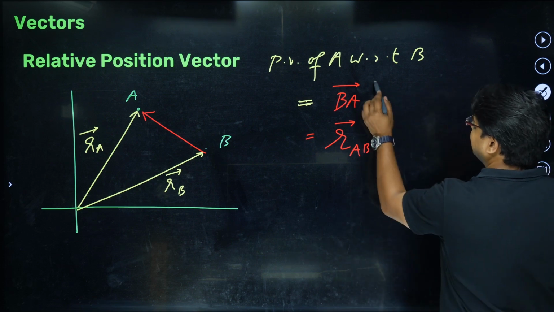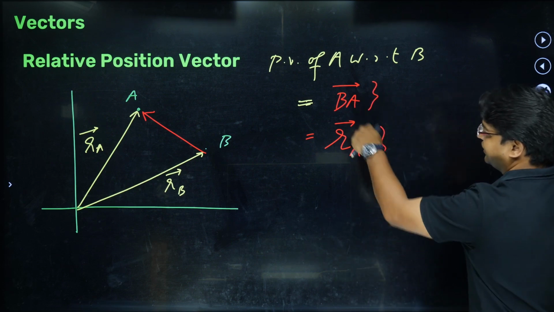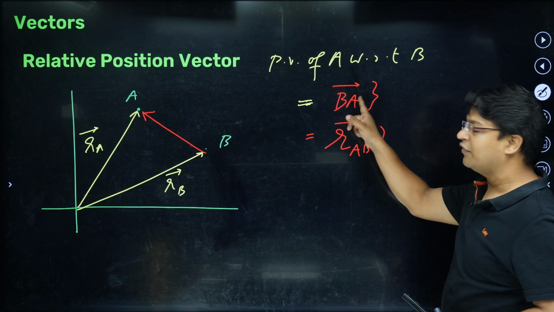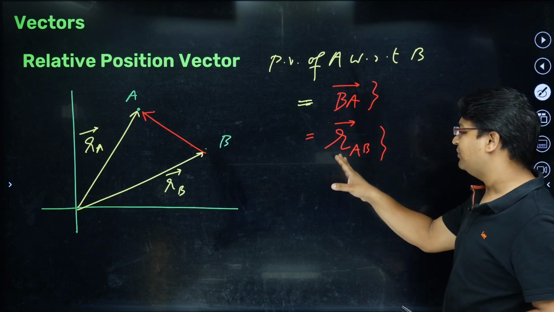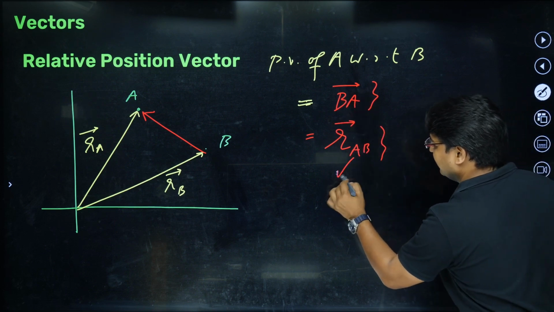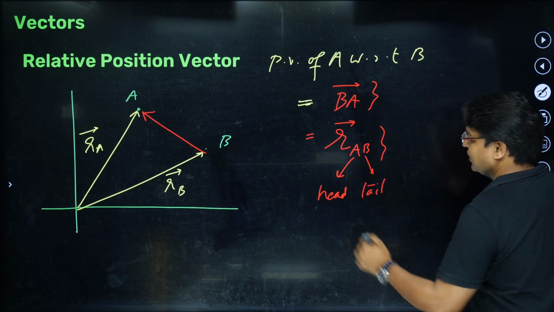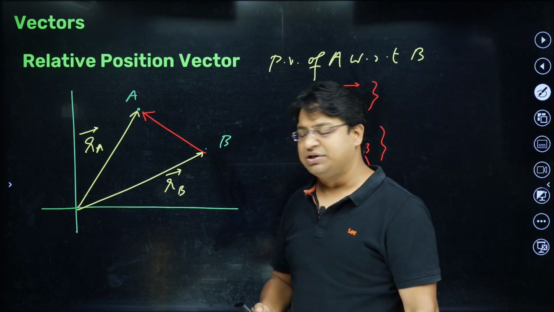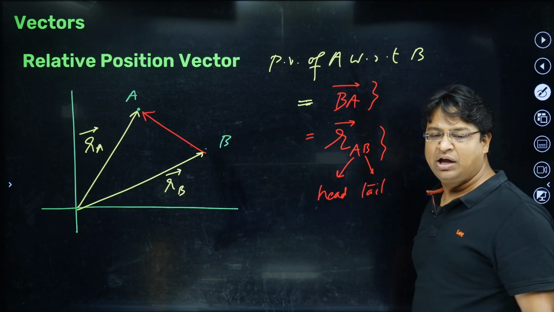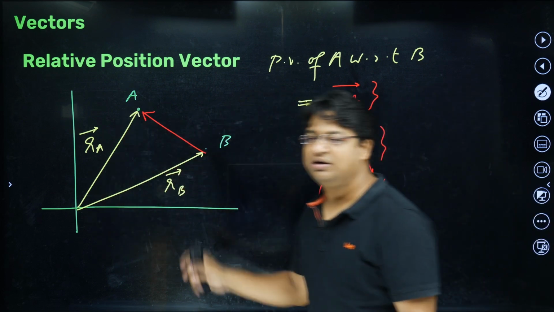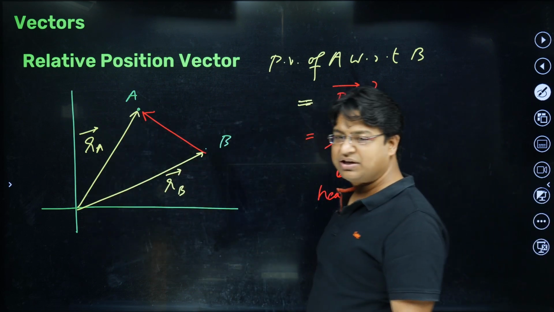Notice that here and here the order is different. Here it is the position vector of A with respect to B, and here whatever we write first is the head, and whatever we write next is the tail. So these are the two ways to represent it. Now if you notice carefully, these three vectors are making a triangle. Pay attention that these three vectors are making a triangle.